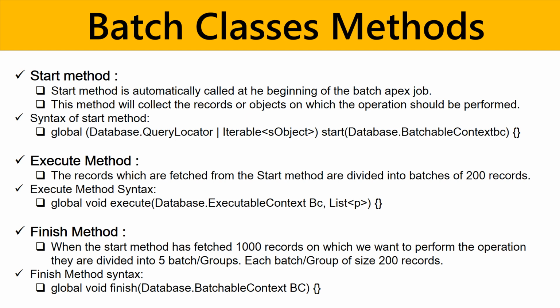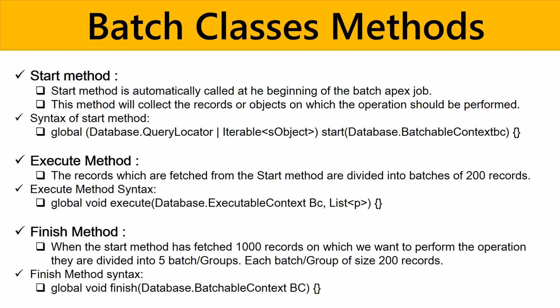Execute method. The records which are fetched from the start method are divided into batches of 200 records each. Every batch of 200 records is separately passed to the execute method, and the operation we want to perform on the records is written in the execute method. Database.QueryLocator. Use Database.QueryLocator as the return type of the start method when you are fetching the records using a simple select query.